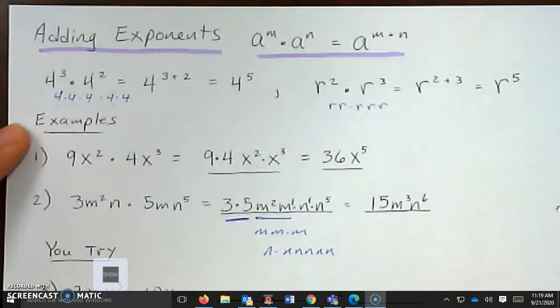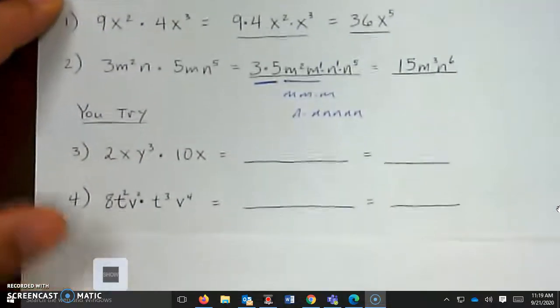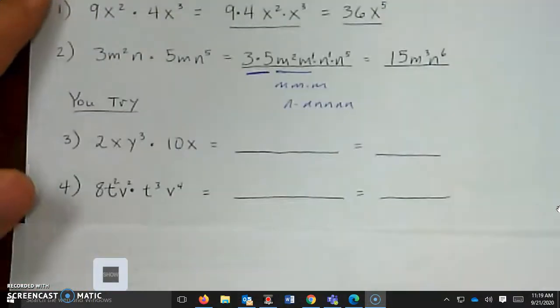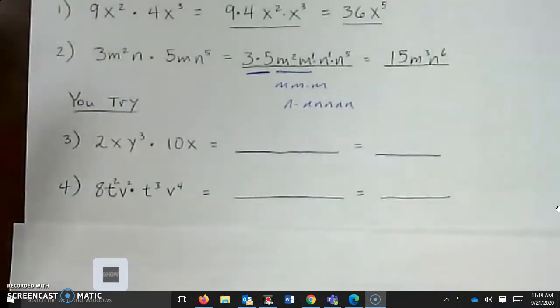So it's getting a little bigger, but it's still the same principles. Add exponents when you are multiplying the same base. And again, that's just 3 times 5. I know this here says you try, but we're going to do these together, and I have 2 more for you to try. I thought the video would be a little long, but I want you to understand this.